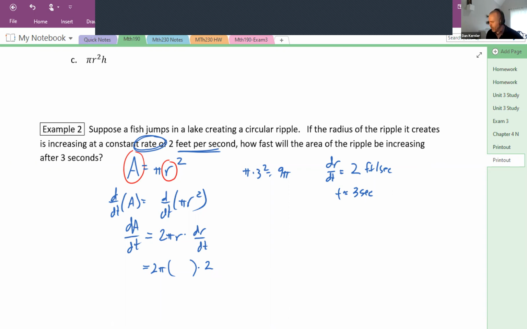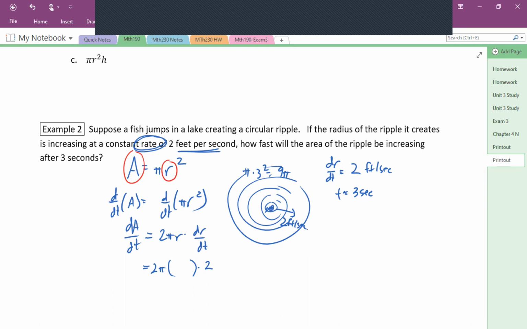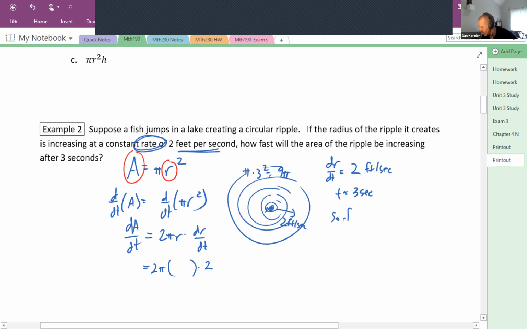Okay, so imagine here we have a little fish. It jumps, bloop, and then it starts creating these waves that get bigger and bigger. The radius is moving out at a constant rate of 2 feet per second. So what will be the radius after 3 seconds? 6. So kind of just using your logic there. After 3 seconds, the radius will be 6 feet. So that's 6 in there.